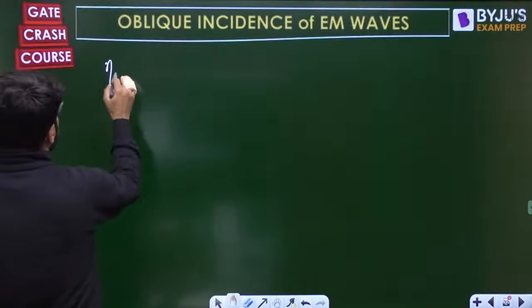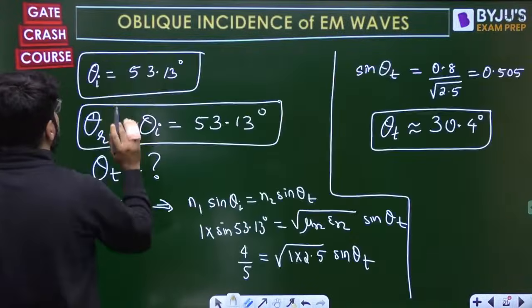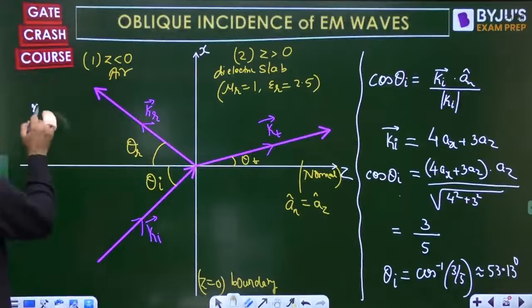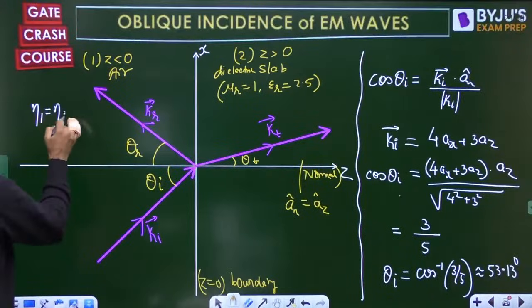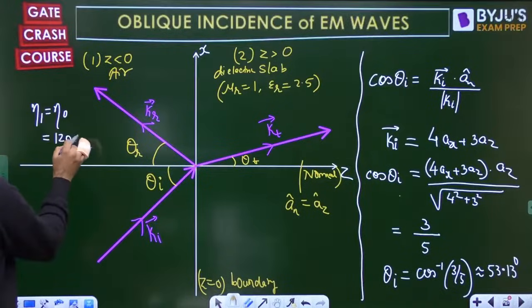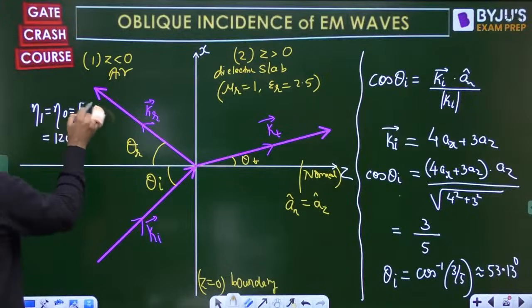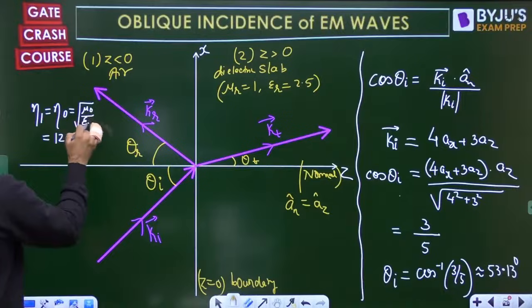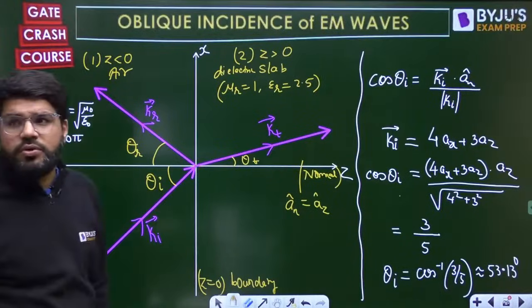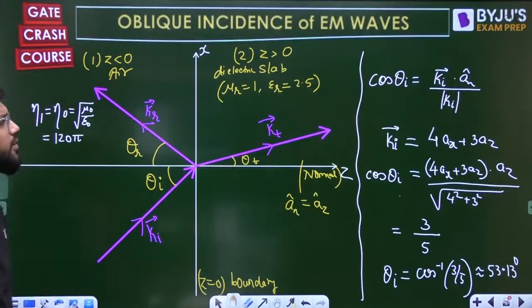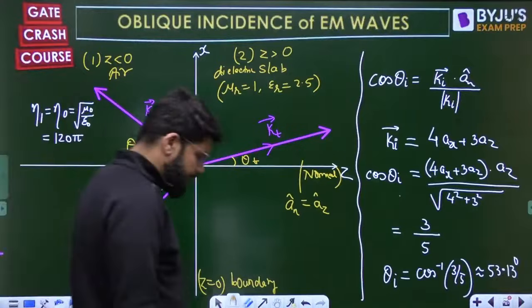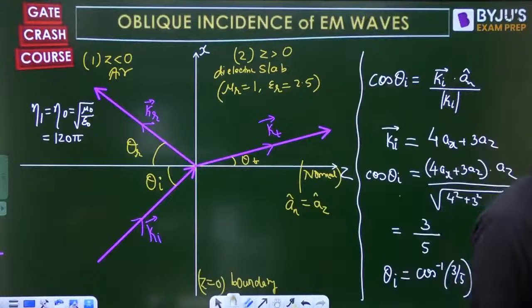Okay, so what is eta 1 now? The first medium is air. For air, the intrinsic impedance is eta naught, given by the formula 120 pi, or root over of mu naught by epsilon naught. The impedance formula I have already shown you.